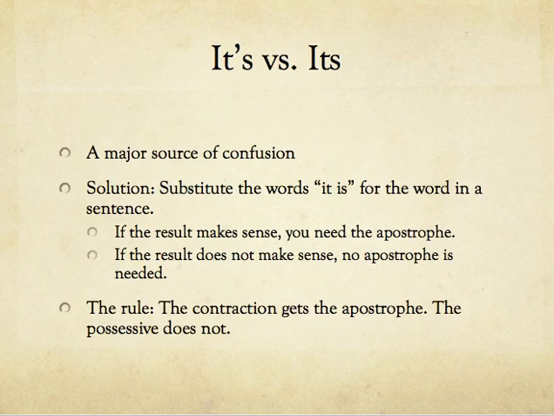Now, one situation where things can get a little confusing is when we use an apostrophe with the word it's. It's an easy problem to solve, however, if you just try one thing, and that is to substitute the words it is for the word it's in a sentence. If you can substitute the words it is and the sentence still makes sense, then you want the apostrophe. If you substitute it is for it's in a sentence and it doesn't make any sense, then you do not want the apostrophe. Okay? The simple rule is the contraction is the one that gets the apostrophe, not the possessive.